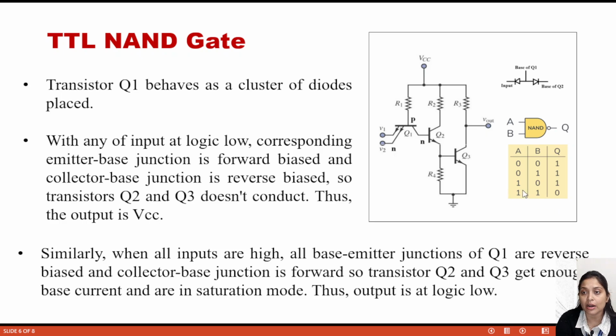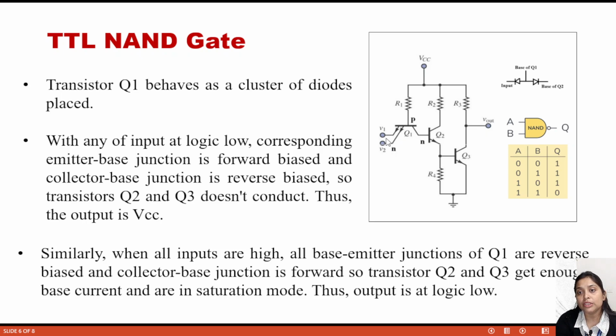Otherwise, in any combination, we will get output 1 or high. So just through this circuit diagram, now we will explain this truth table. That will actually prove this circuit diagram also follows the same truth table. So first of all, we will concentrate on the Q1 transistor.